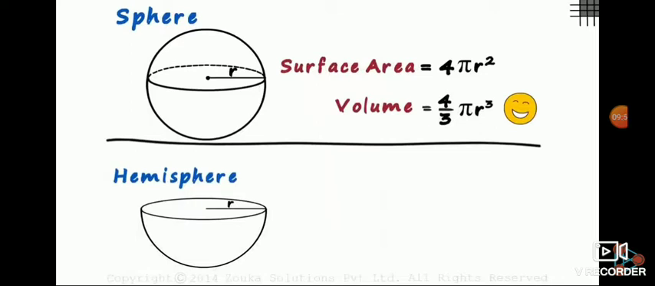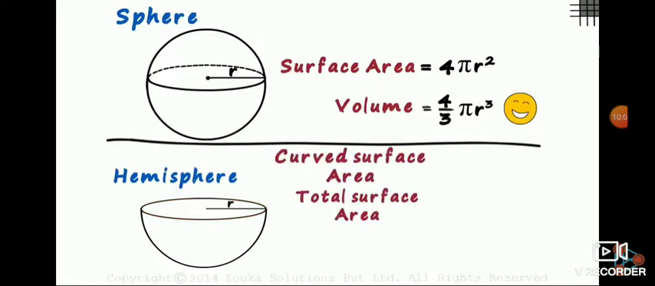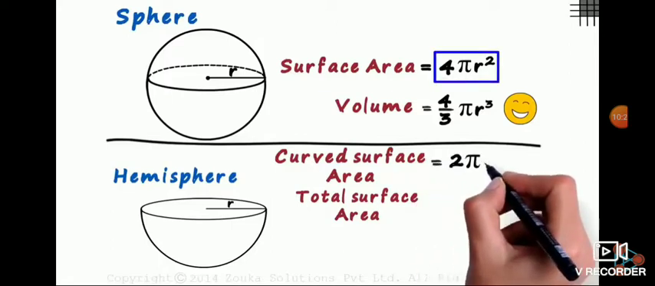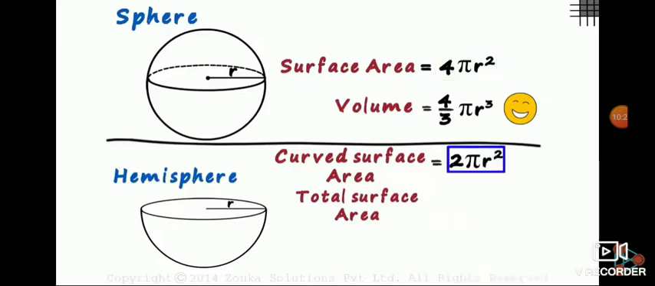What do you notice looking at the hemisphere? The first thing you should notice is that it has a flat surface and a curved surface. This tells us that unlike the sphere, the hemisphere will have a different curved surface area and total surface area. Let's look at the curved surface area first. Looking at both the figures, we can easily say that it will be half that of the surface area of the sphere. Dividing this by 2, we get 2 pi r squared. That's the curved surface area.